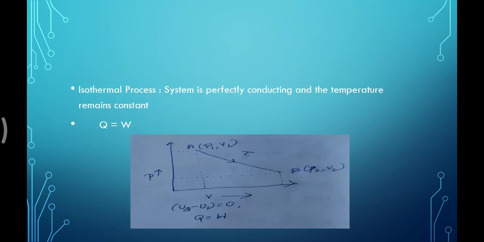And next is isothermal process. So the system is perfectly conducting and the temperature remains constant. System வந்து perfectly conduct ஆகுது, இங்கே temperature remains constant. So அந்த equation ல Q is equal to W, and here U2 minus U1 becomes 0, and the graph which represents a graph between P and V. Here for the isothermal process we get the graph like this, that is here the temperature T remains constant, and the matter moves from the state A to state B.